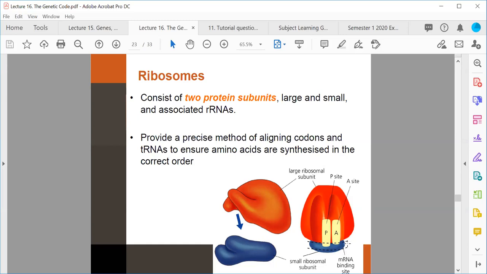Now you can see where the messenger RNA binding site is, along here. And when the ribosome is complete and bound to the messenger RNA, you can see that there are 2 pockets here that form. One is called the P site and one is called the A site.